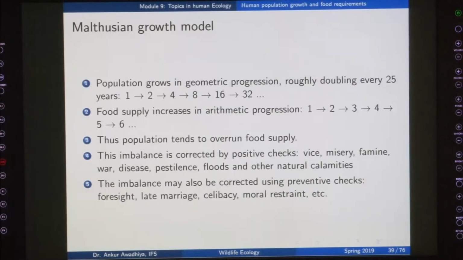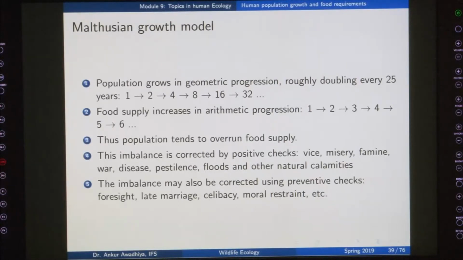Basically, the tenets of Malthusian growth models are these. The first point is that population grows in geometric progression, roughly doubling every 25 years. Now, this 25 years is a time frame that he noted from his particular times, but later on we will see that this 25 years no longer holds valid. But more or less what he said was that the population grows in geometric progression.